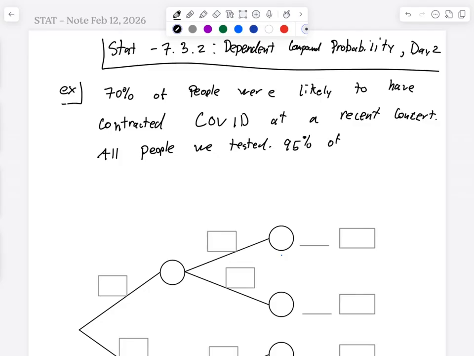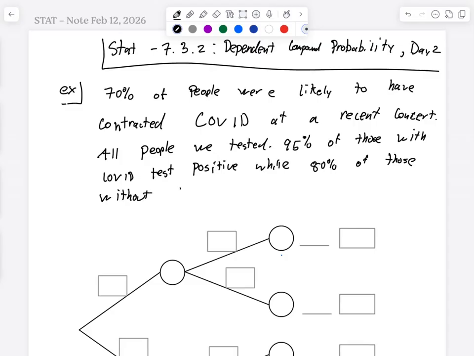95% of those with COVID test positive while 80% of those without COVID test negative.